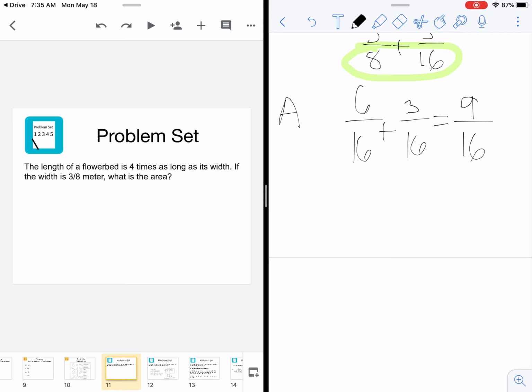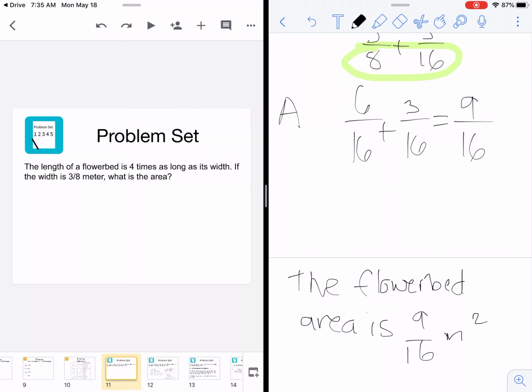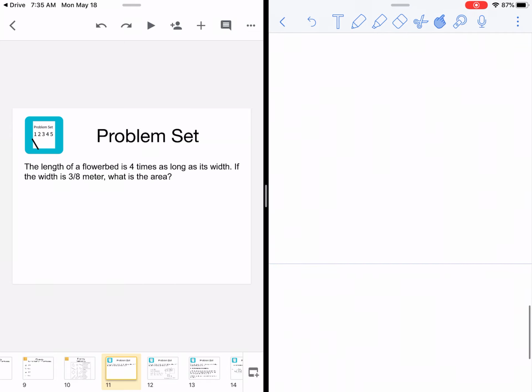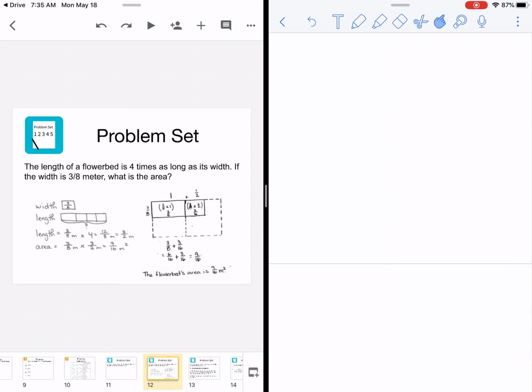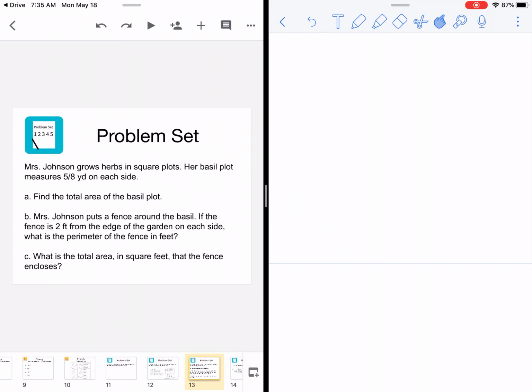So what is your statement, everybody? What is the area of the flower bed? The flower bed area is 9/16 meter squared. Good job. All right, moving on. This is problem set number 1. If you want to take a look at it, that's exactly what we did. Now, problem number 2.